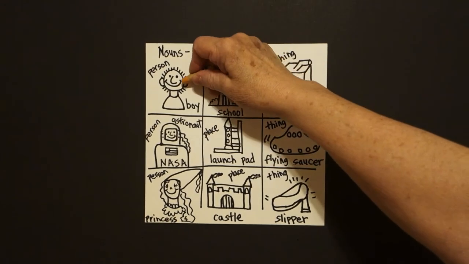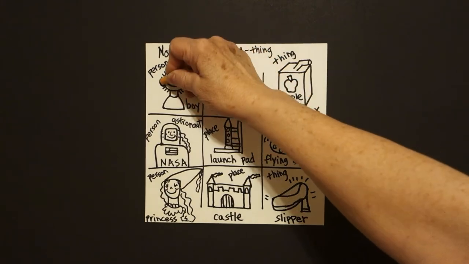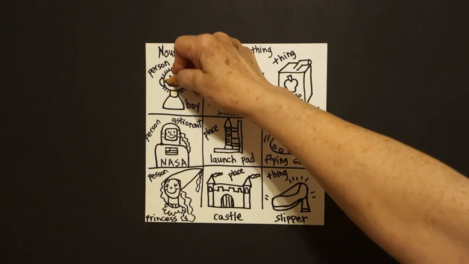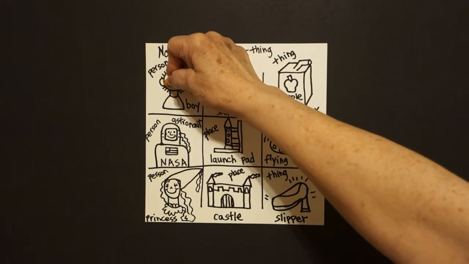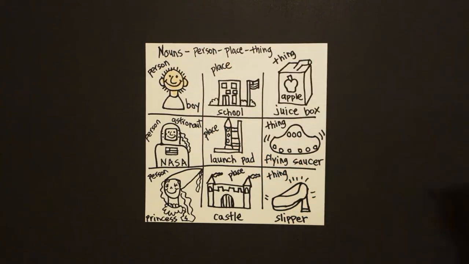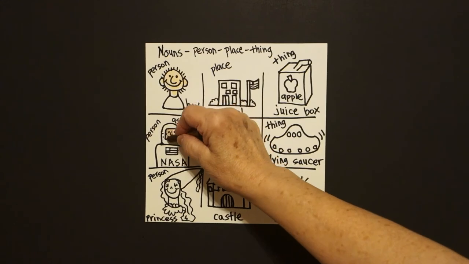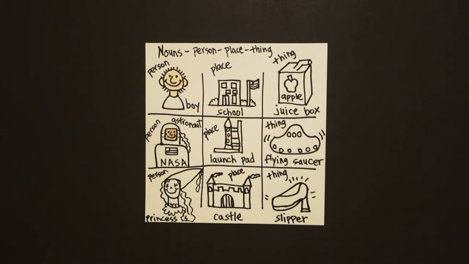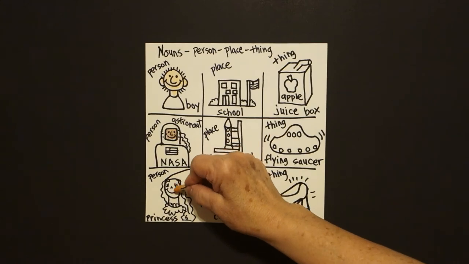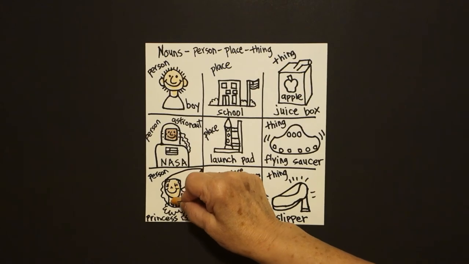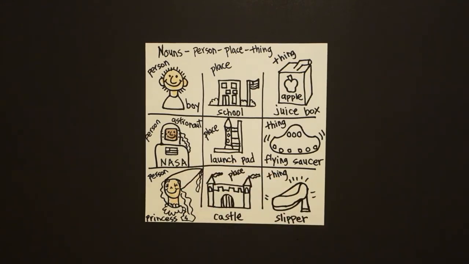Okay, if you have multicultural crayons, I think this is peach. You can color in your boy. You can, let's see, maybe that's it. Yes, because my astronaut, I'm going to make brown. Okay. Oh, yes, my princess. She can be peach also. Okay? We're going to kind of keep this simple.